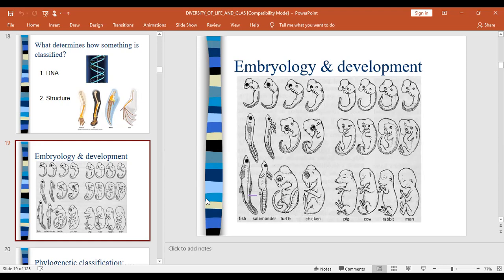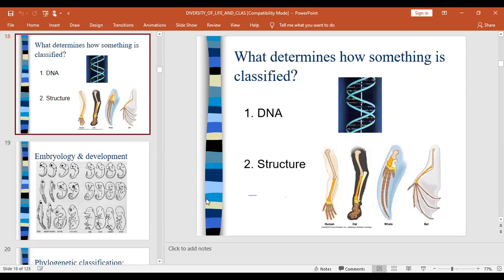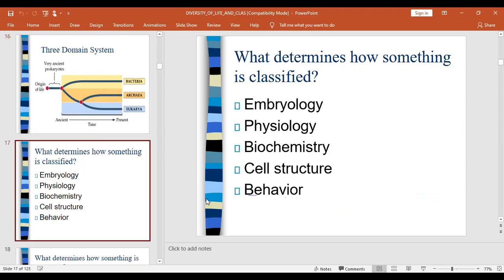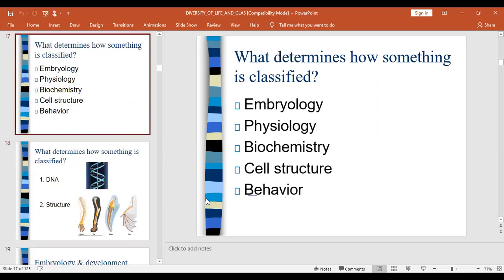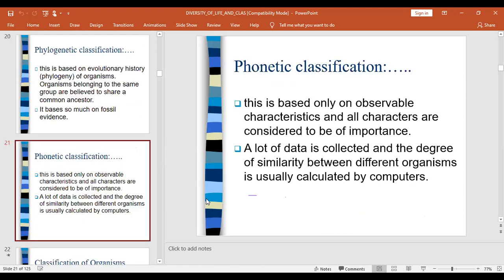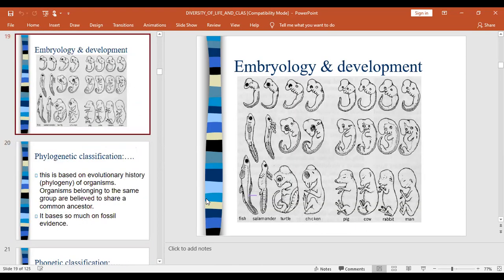So we are looking at embryology. I was talking about what determines how something is classified. We look at embryology, and now you can see from here that as we look at the stages of development of these organisms, we can classify man, rabbit, cow, and a pig, looking at their embryological development. Don't you think there is a level where we can put them in the same taxa?